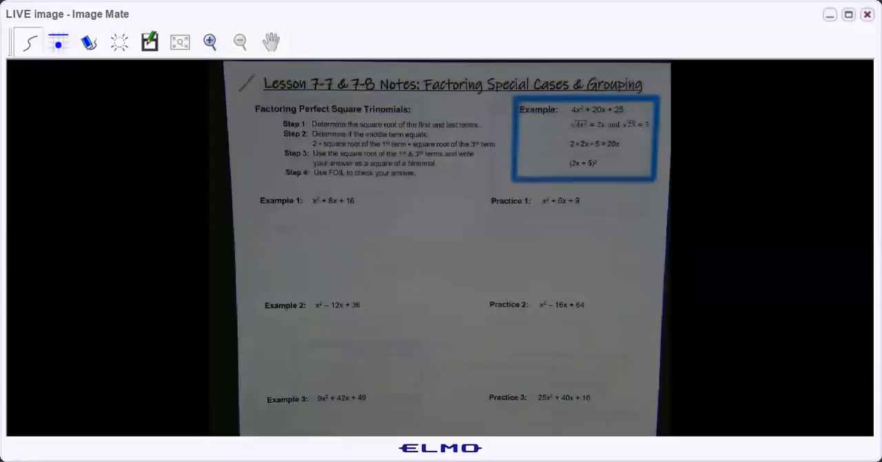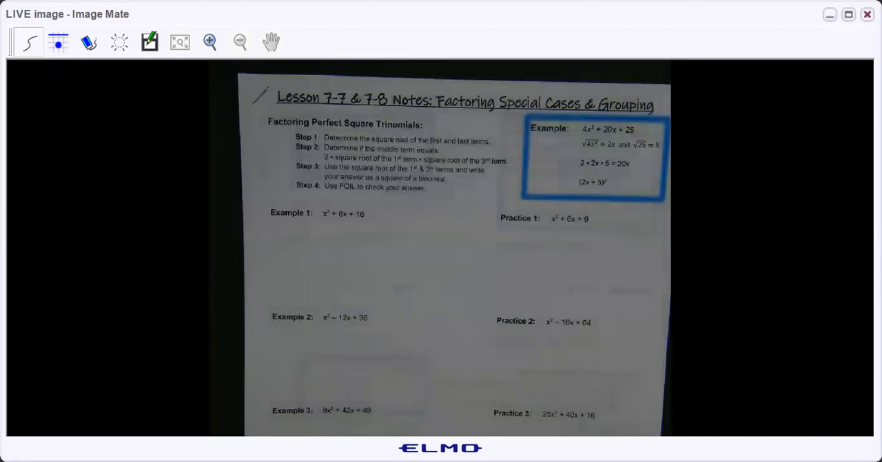Okay, so today what we're going to do is lesson 7-7, which covers factoring special case polynomials. And then we're going to move into lesson 7-8, which is factor by grouping. The reason I've combined both of these lessons is because factor by grouping is almost a review of what I've already taught when I taught lesson 7-6.